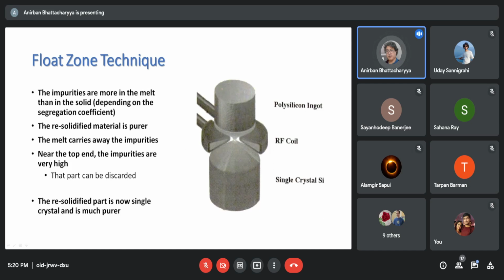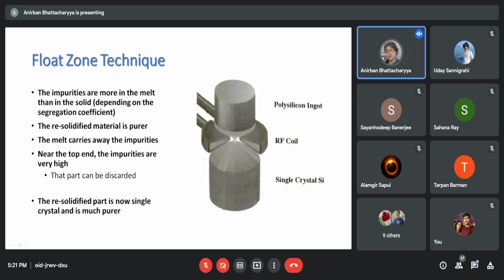Impurities are more in the melt than in the solid, depending on the segregation coefficient. The resolidified material is purer. So, the melt carries away the impurity. Near the top end, the impurities are very high and the rest is less. So, what can we do? We'll discard the top end. The newly formed resolidified part is single crystal and much more pure. Okay. So, this is a way of processing. It's called zone melting or zone refining.